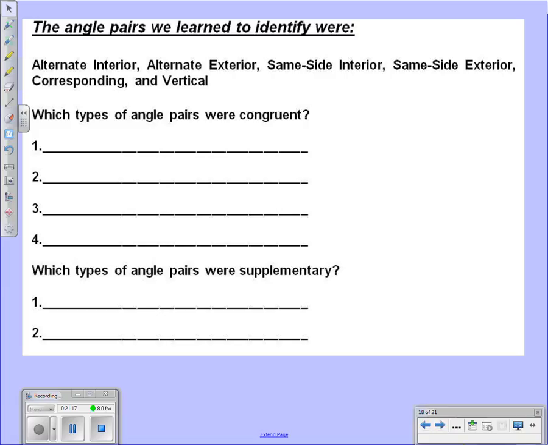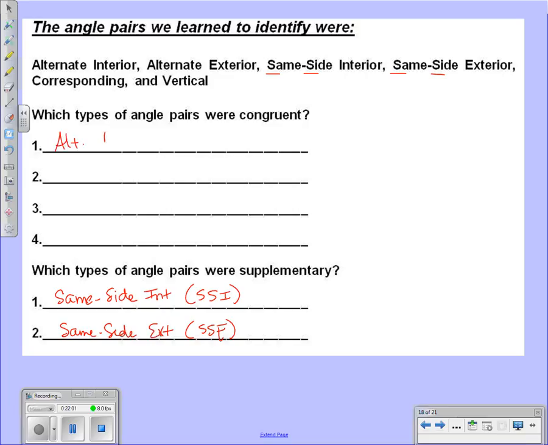What do we know? We have alternate interior, alternate exterior, same side interior, same side exterior, corresponding, and vertical. So which types of angles are congruent, and which ones are supplementary? Yesterday we talked about, and today I reminded you, if it has S's, then they are supplementary. So our supplementary are the same side interior angles, and you will see me now put SSI, and also same side exterior angles, which you will now see me using SSE. That means all my other ones are congruent.